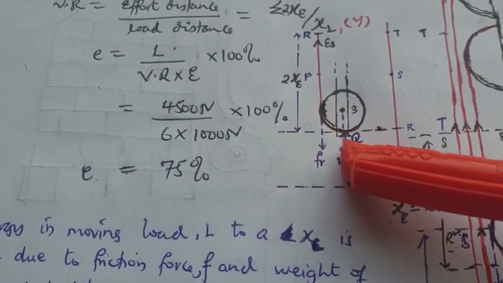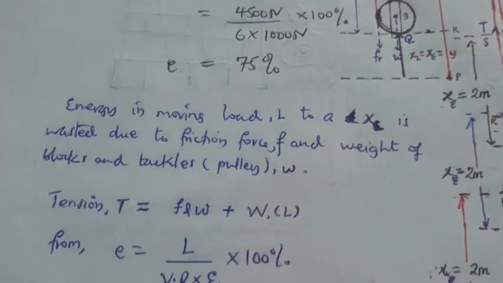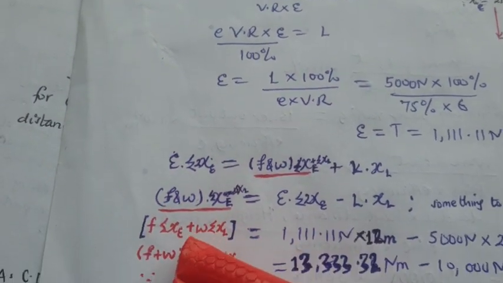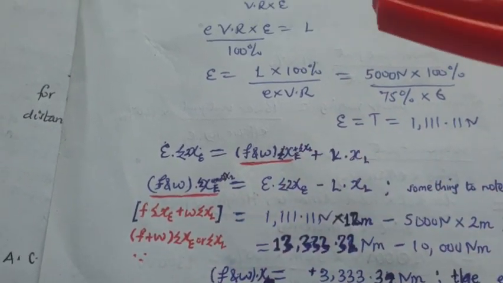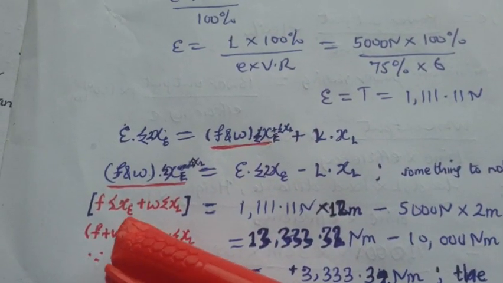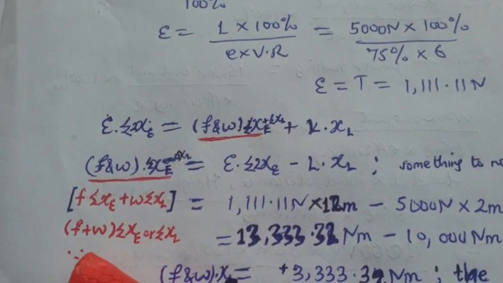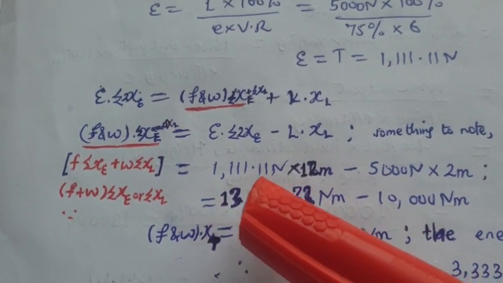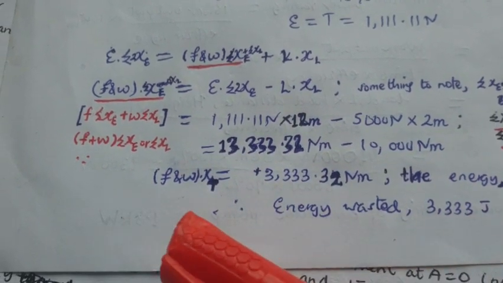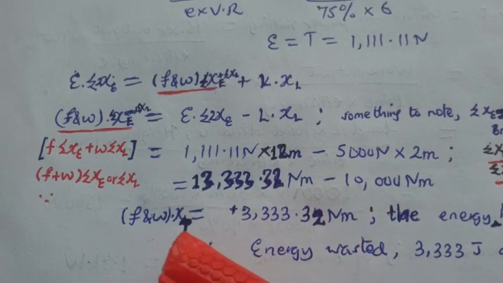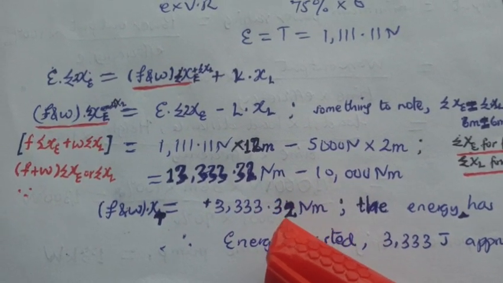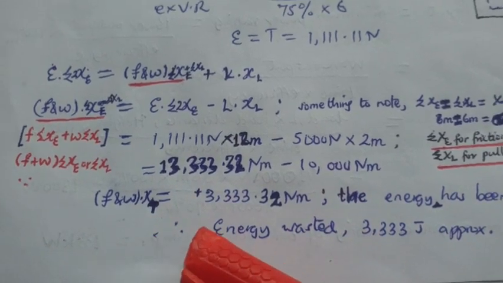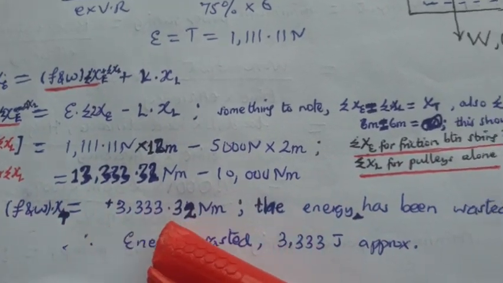Then this friction and this weight, the sum of these energies, is equal to that of the three individual pulleys. Then when we substitute the values at the end, we get the energy wasted equal to 3,333.32 newton meters. Then our answer is as you can see below.